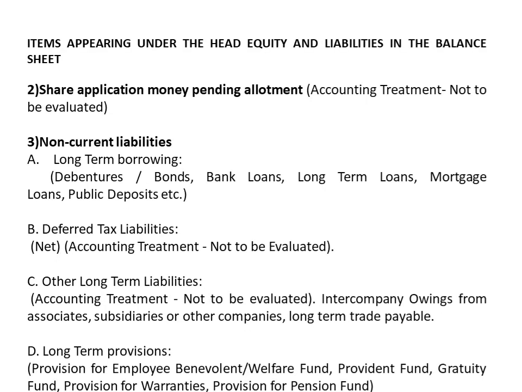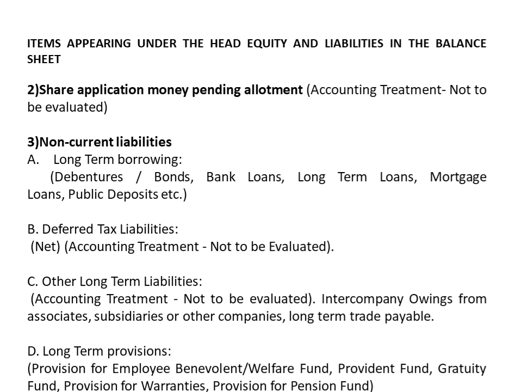Under share application money pending allotment, there is no accounting treatment for this. Under non-current liabilities, we will be having long-term borrowings, that is debentures, bonds, bank loans, long-term bank loans, mortgage loans, public deposits, etc.